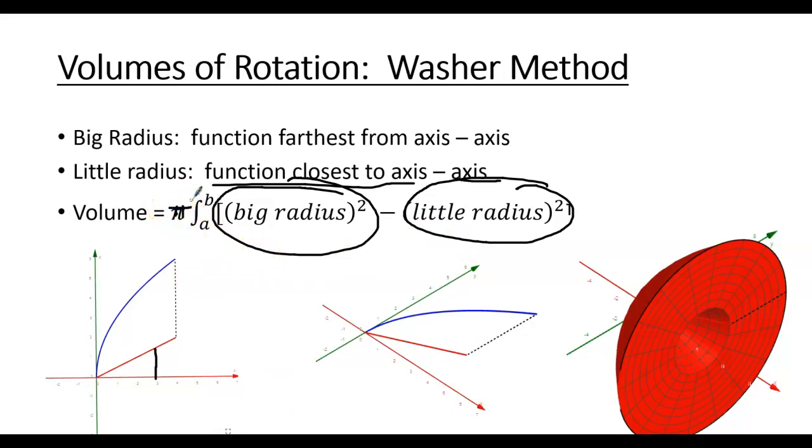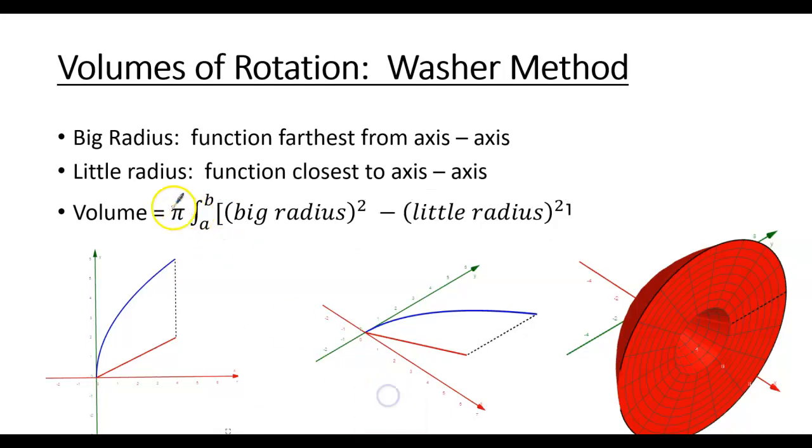That's important. A lot of you guys in this lesson were putting it inside. Don't do that. It leads to errors. Just make sure that pi is on the outside. And we do big radius squared minus little radius squared, and the order does matter. If you do it backwards, you're going to get the same answer, but it will be negative, and you should not be getting a negative answer.